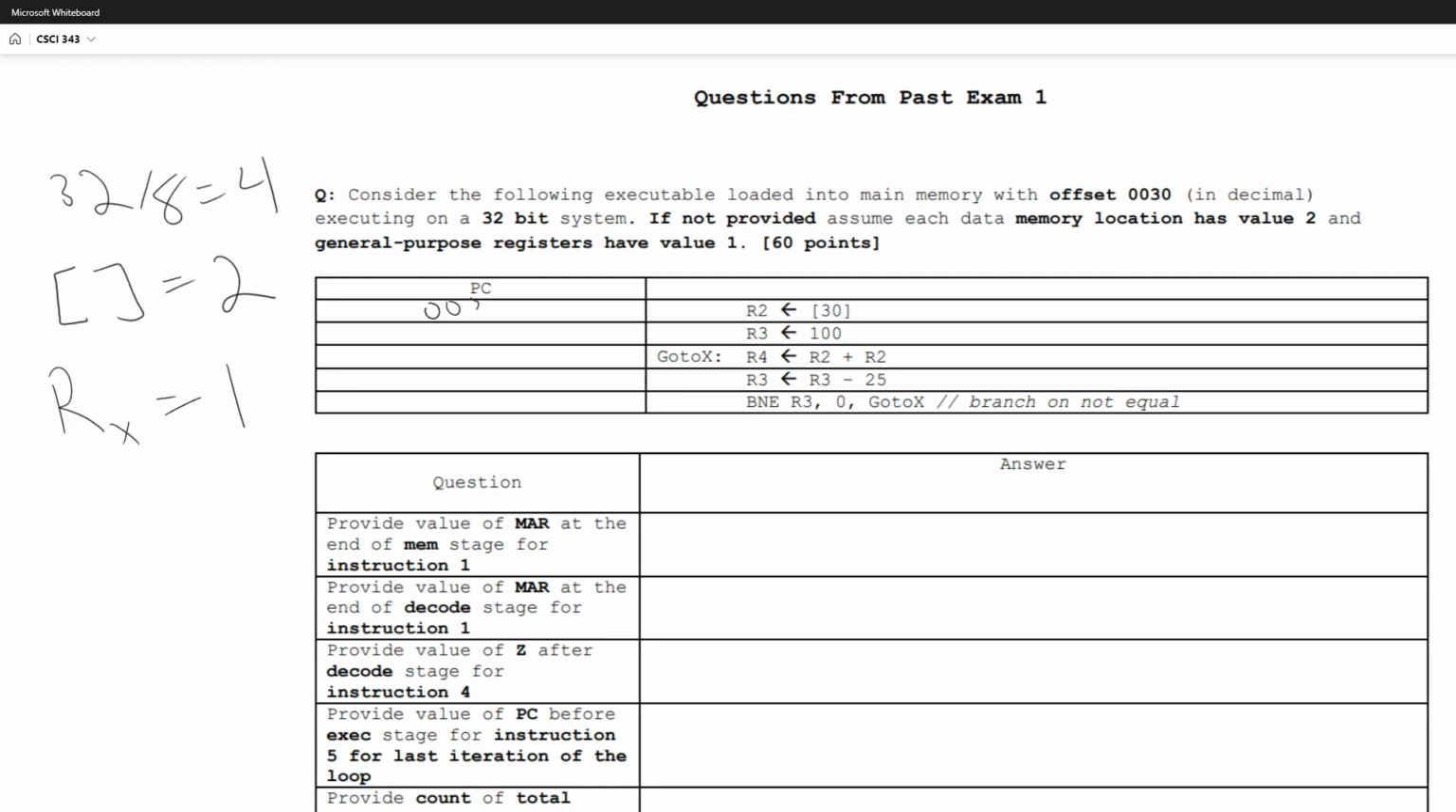So 0030 plus 4 is 0034, 0038, 0042, and 0046. And then the program counter goes one more at the end of the fetch instruction, or fetch stage.